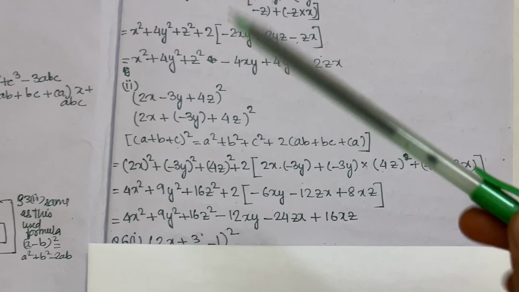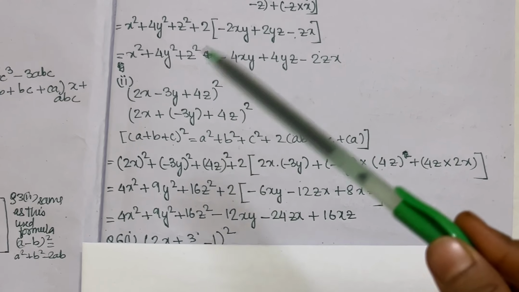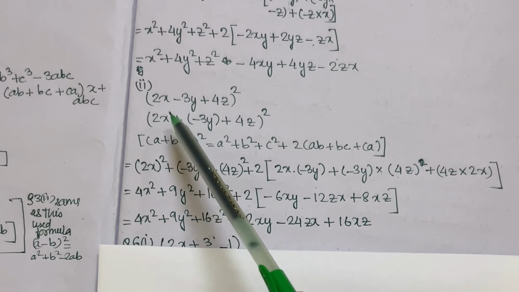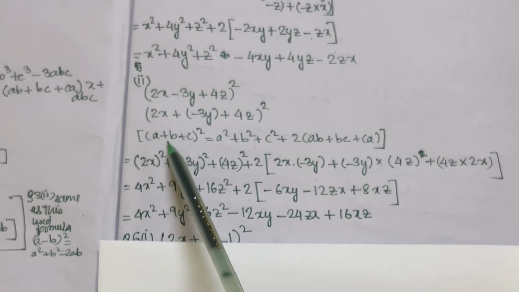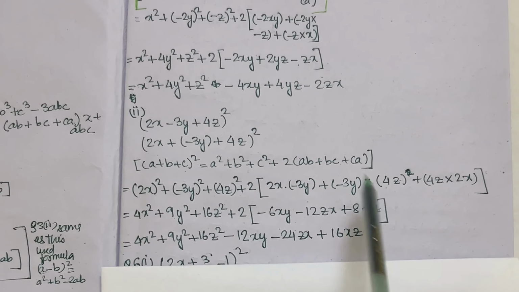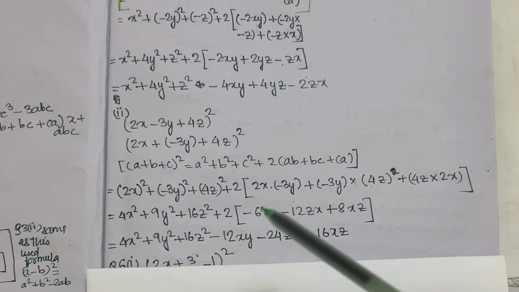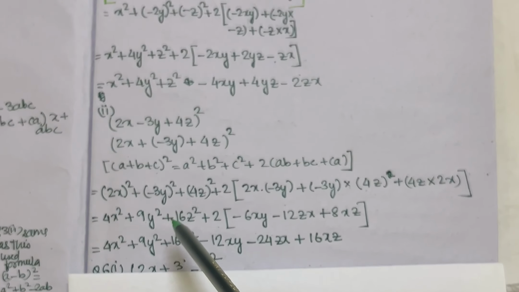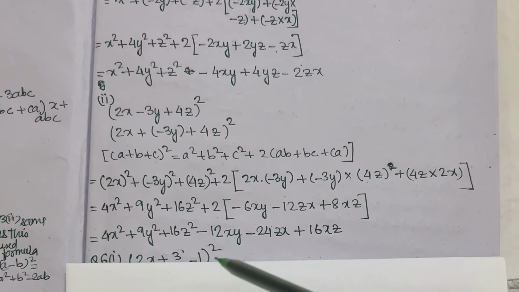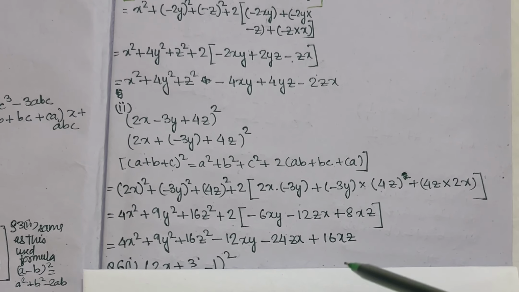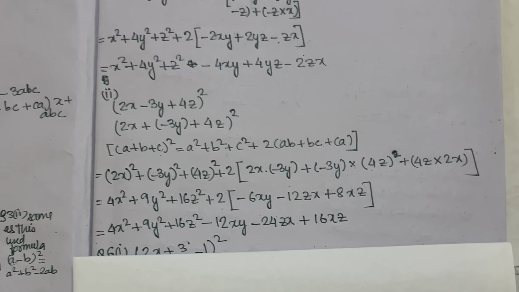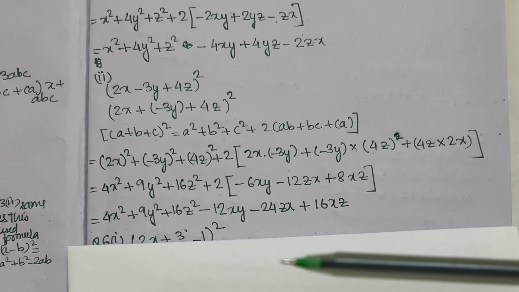For 5 part 2, it's the same thing, like the previous one. So our first target is taking the minus as a bracket and making it plus, so that it matches with the a plus b plus c whole square formula. Then again substituting it exactly as it is, then calculating whatever calculation is required. Then we are just getting 4x square plus 9y square plus 16z square minus 12xy minus 24yz plus 16xz. That's it.